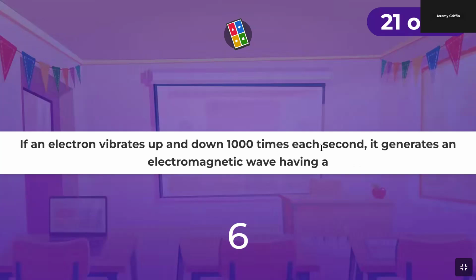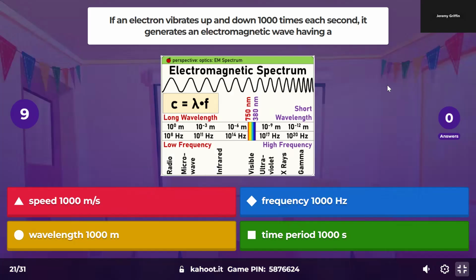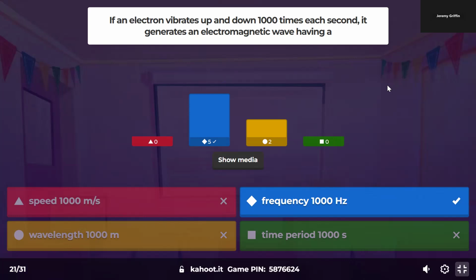An electron vibrates up and down 1,000 times per second. It generates an electromagnetic wave with frequency of 1,000 hertz. It's 1,000 times per second. Yeah, that's 1,000 hertz.